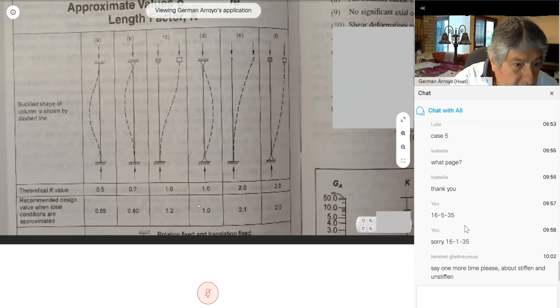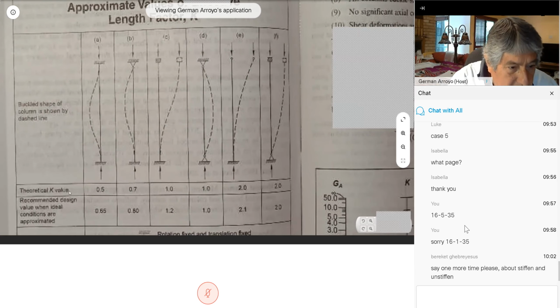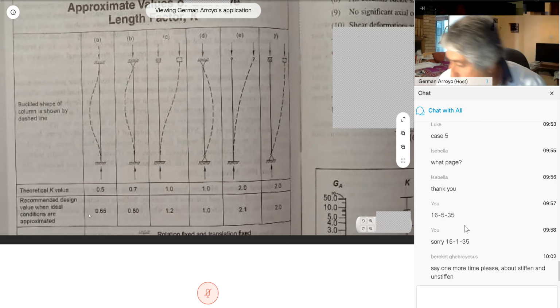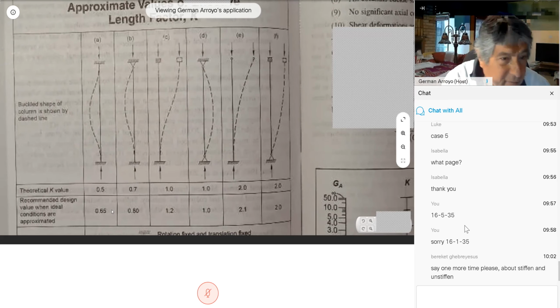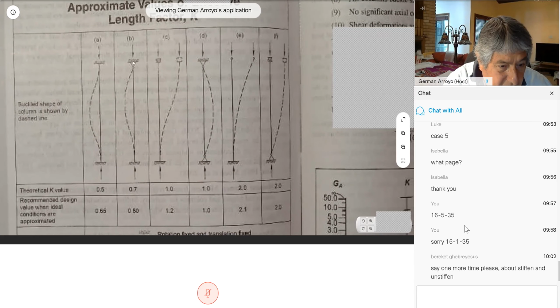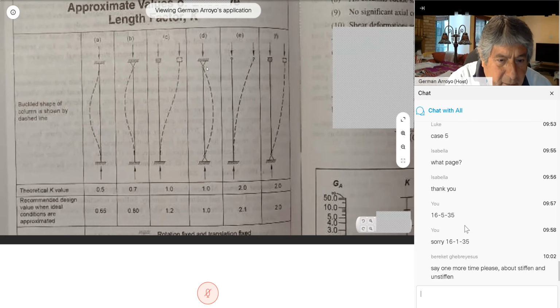For instance, what is fixed and fixed, this is what we learned in mechanical solids, 0.5. But for the American Institute of Steel Construction, for our course, if we had fixed and fixed, we're going to use this value here that is 0.65. If we had a fixed and a pin, in theory 0.7, we're going to use this value of 0.8. One of the most common ones is this. Pin and pin, K is going to be equal to 1.